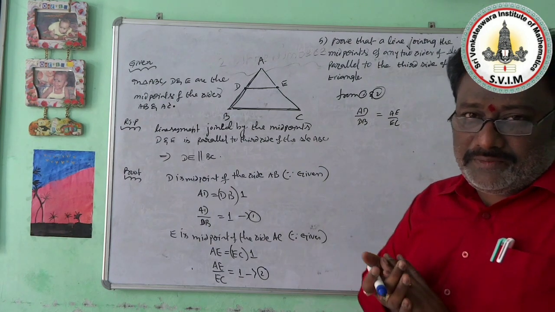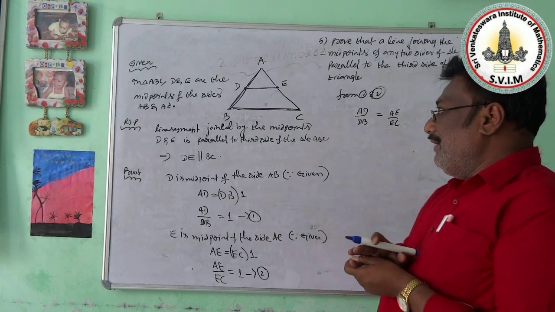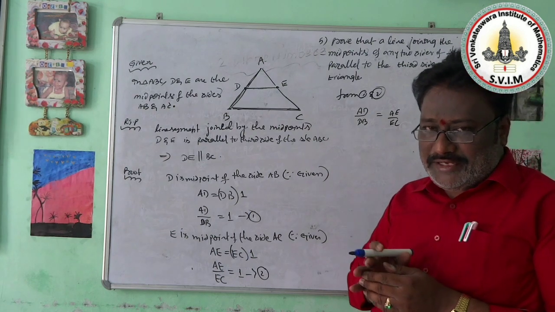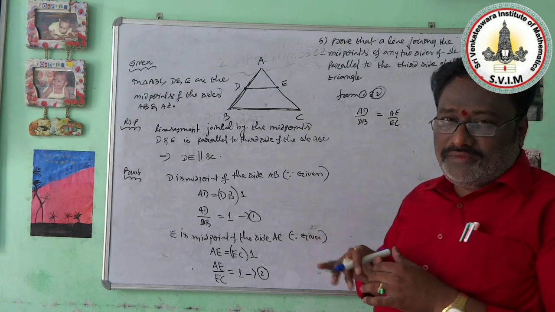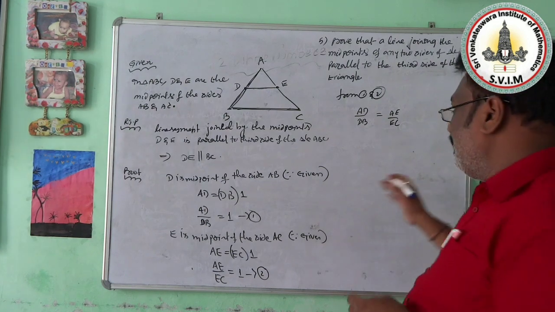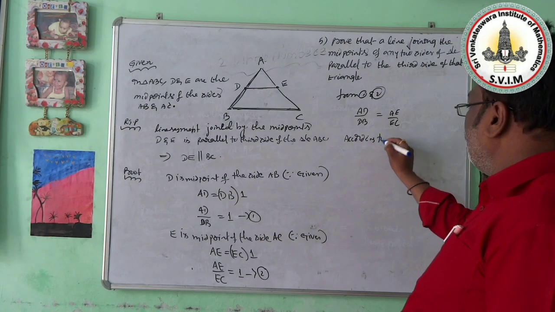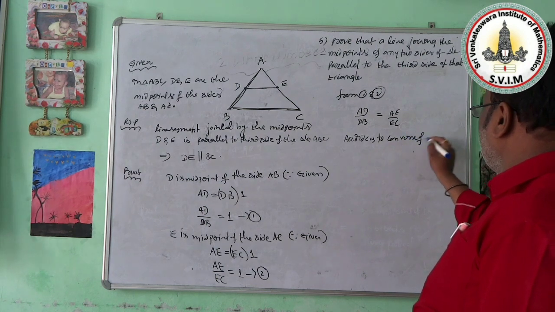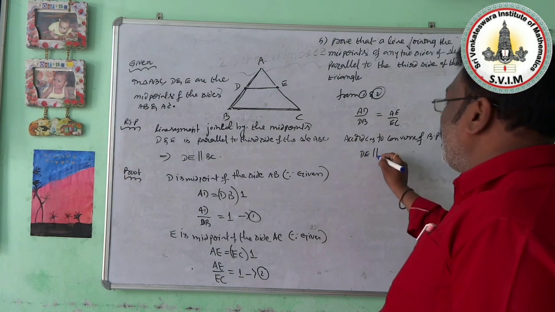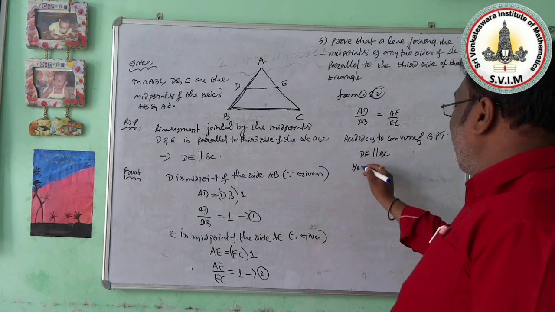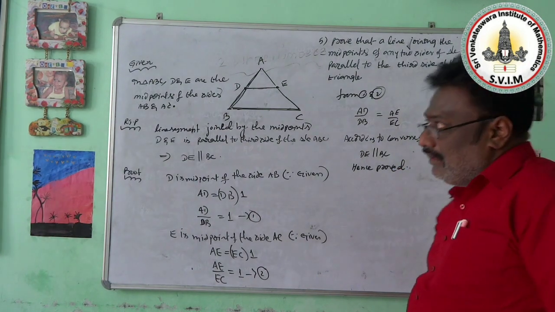What is the converse of the basic proportionality theorem? In a triangle, if two sides have been divided in the same ratio by a line or line segment, then that line or line segment is parallel to the third side of the triangle. This is the converse of the basic proportionality theorem. Simply you can write, according to the converse of BPT, DE is parallel to BC. That one we needed to prove. Hence proved.